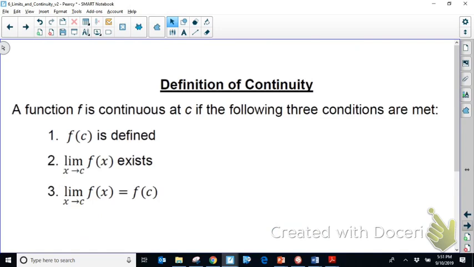Here is the definition of continuity again, in case you missed it in the first video: f of c must be defined. The general limit of the function as x approaches c must exist, and those two values, the limit of that function as x approaches c and f of c, have to equal the same number.